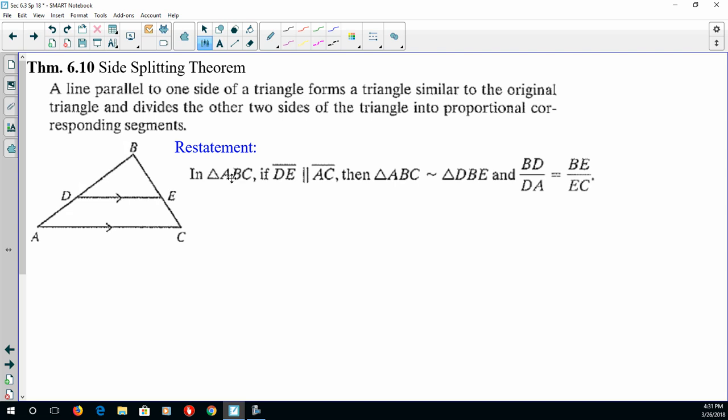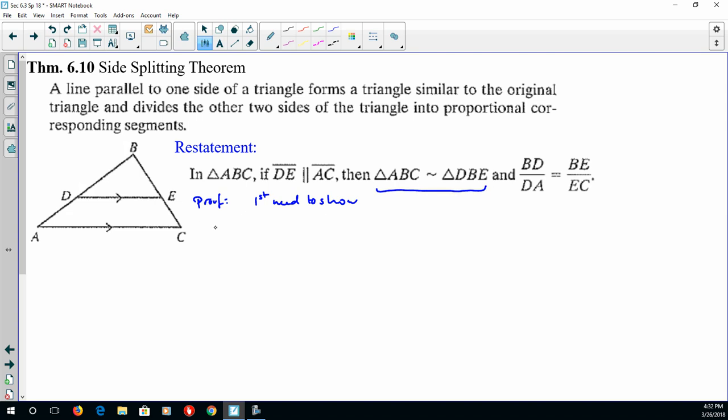There's a line DE which goes through here, and that's supposed to be straight. But in triangle ABC, if DE is parallel to AC, then triangle ABC is similar to triangle DBE, so the big triangle and the little triangle up here are similar. And when we do the ratio, BD, this side to this side, is the same as this side to that side. So we have two things to prove here. One of them is that the two triangles are similar. So we have to first, we need to show this.